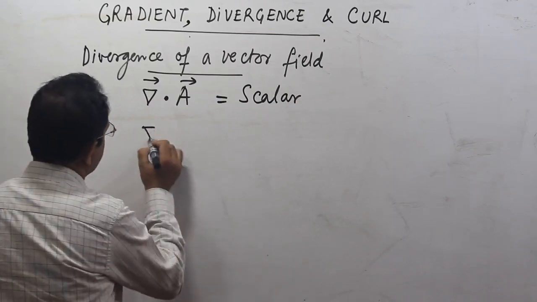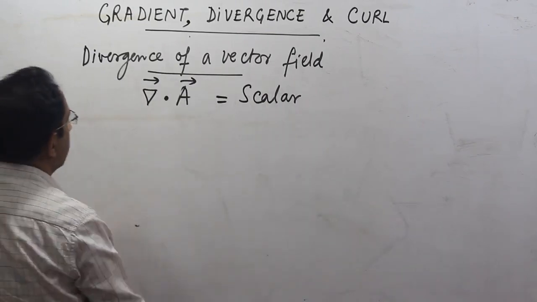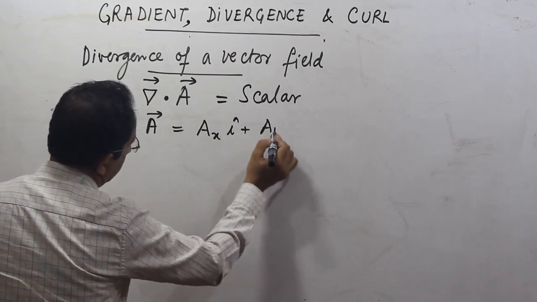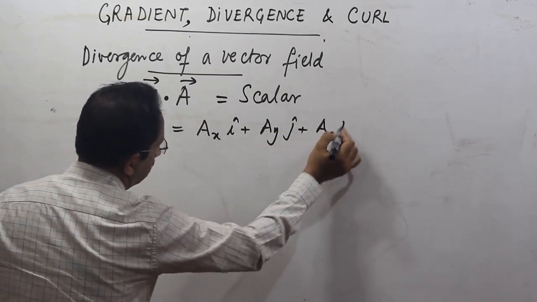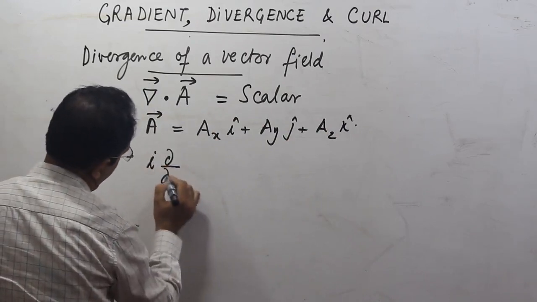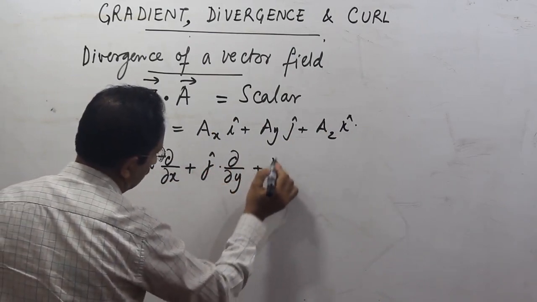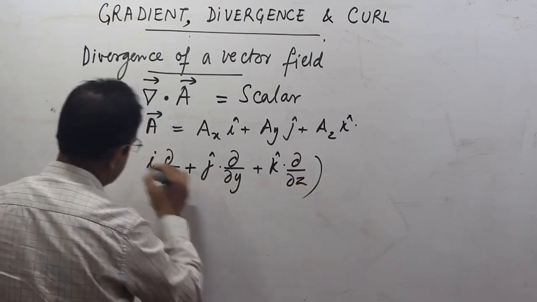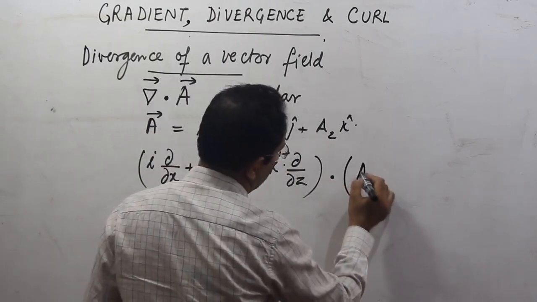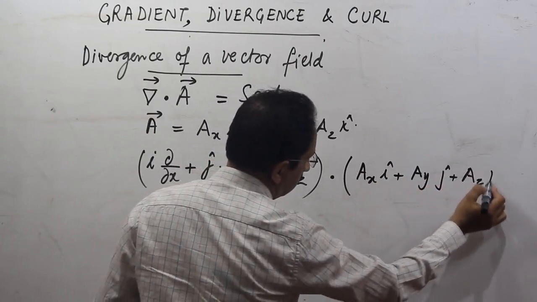And if I write del operator dot A, and assume that this vector A has components, so vector A is equal to ax i cap plus ay j cap plus az k cap. So this del dot A would be equal to i cap ∂/∂x plus j cap ∂/∂y plus k cap ∂/∂z, dot. So I am taking the dot product of this with A. So I substitute A here. It is ax i cap plus ay j cap plus az k cap.